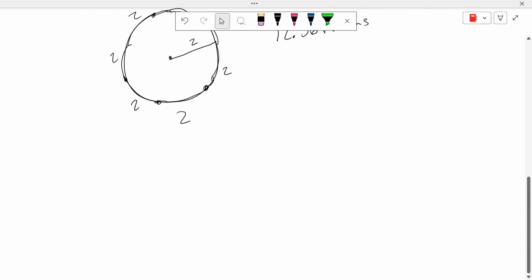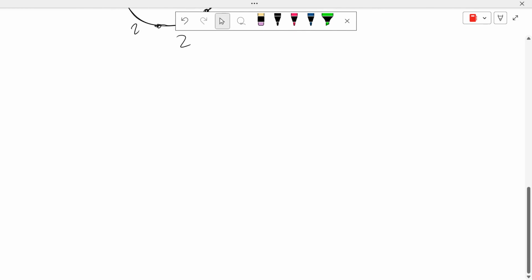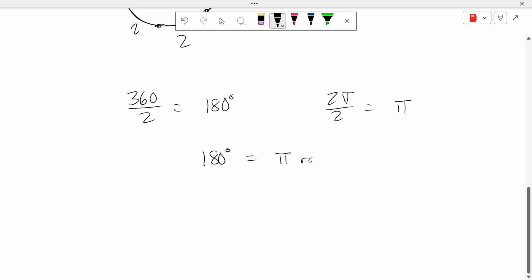What if I divide both sides by 2? 360 divided by 2 is 180. 2 pi divided by 2 is pi. Okay? So in pi radians, there's exactly 180 degrees.